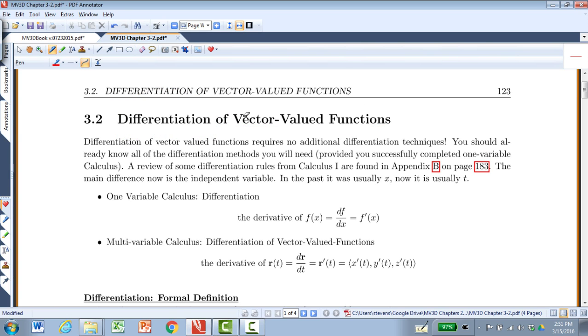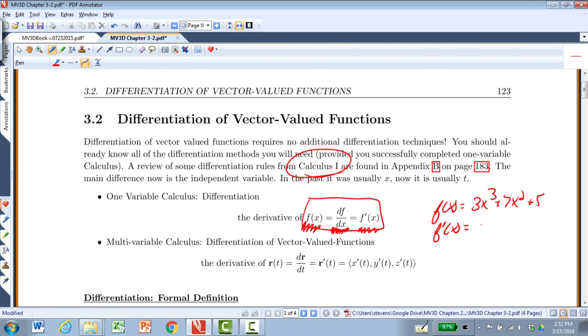If you've differentiated single variable functions, if you have a function f of x, you differentiate it, that's the derivative of f with respect to x right there, you get something that we called f prime of x, right? It is assumed in this textbook that you took Calculus 1, and so you are familiar with this process. For example, if f of x was equal to 3x cubed plus 7x squared plus 5, then f prime of x was 9x squared plus 14x plus 0, right?